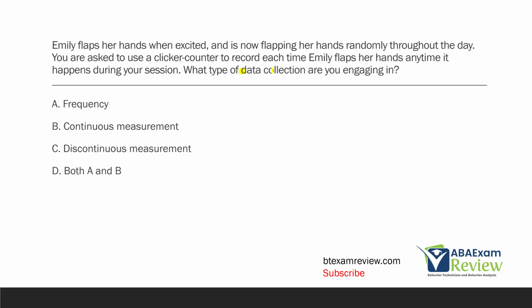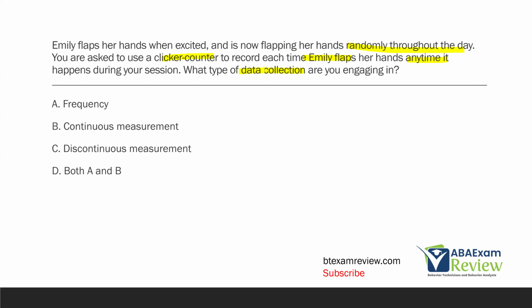So we have a data collection question, so a measurement question. What type of measurement are we using? What are we trying to accomplish? What's our goal? Anytime we think measurement, we're trying to think, what are we measuring and why? This time we are measuring Emily flapping her hands, and the hand flapping happens randomly throughout the day. So you're going to use a clicker counter to record each time Emily flaps her hands, anytime it happens. That's the two keys there.